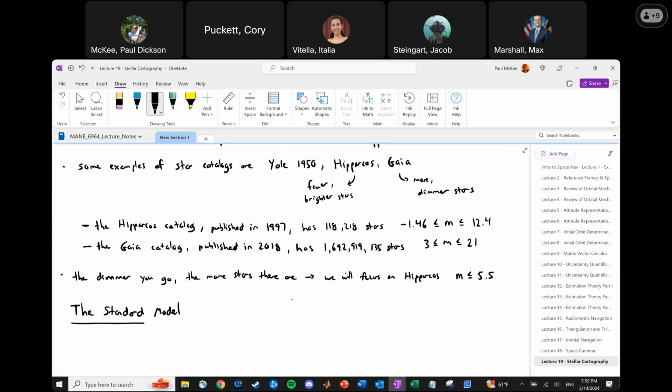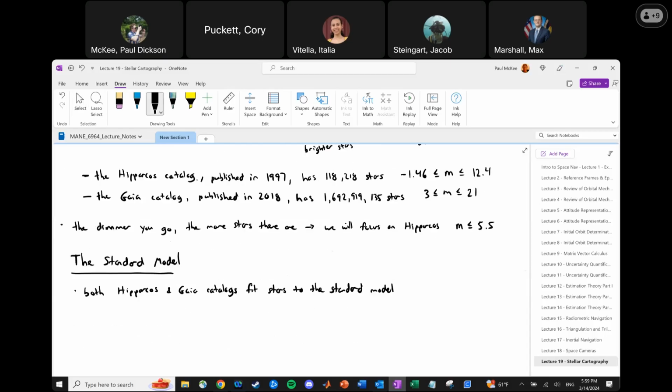So both Hipparcos and Gaia catalogs fit stars to the standard model. There are 6 astrometric parameters. So that's what this backwards E means: there are 6 astrometric parameters.